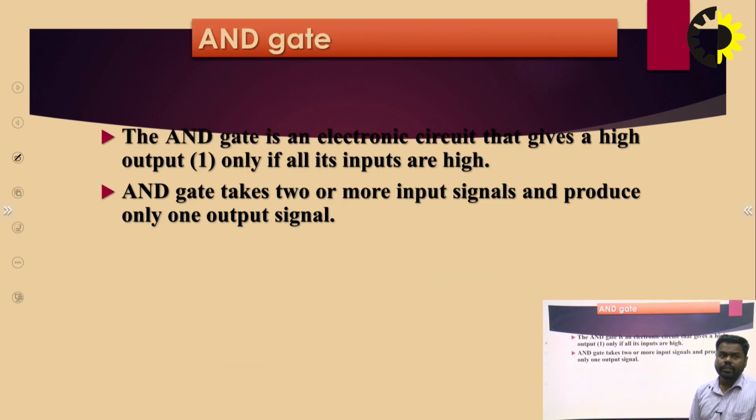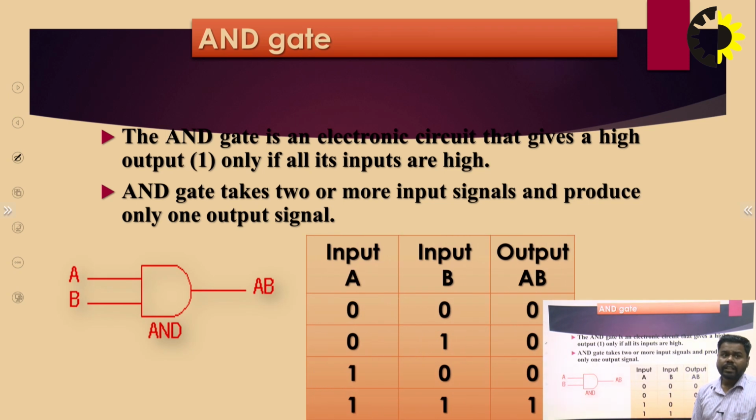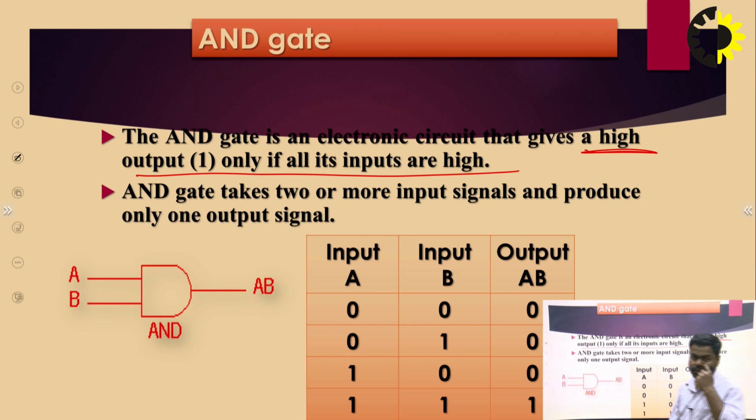What is the AND gate? The AND gate is an electronic circuit that gives a high output only if the inputs are high. Only if the inputs are high, 1 1, is the output high. And this is the circuit diagram of AND.